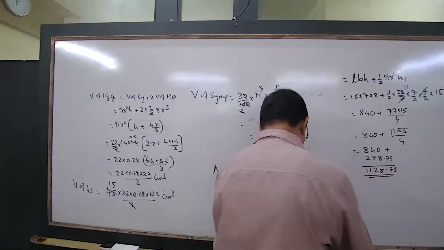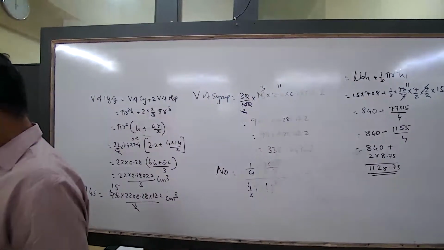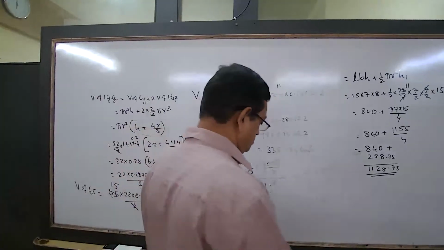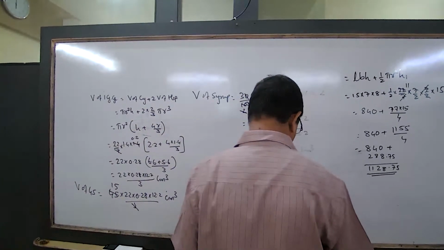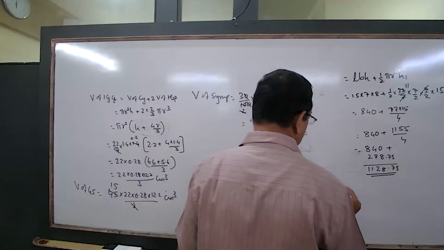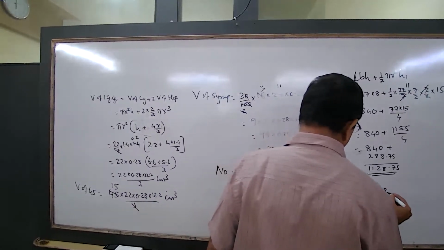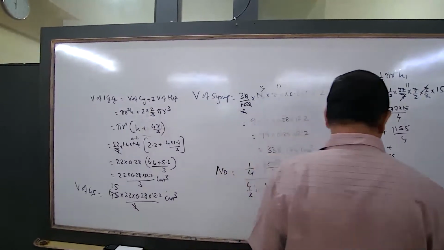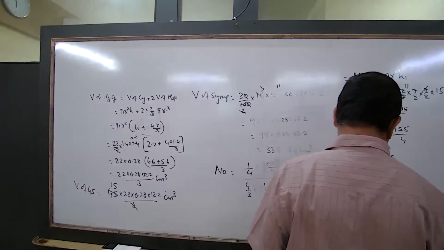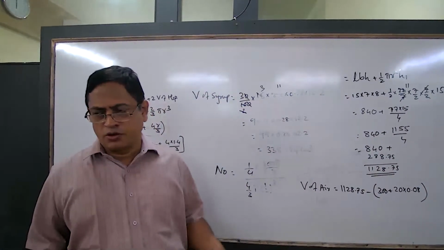Then, what is the second part you need? Machinery's volume and person's volume. You know? Machinery's volume is 300 and one person is how much? 0.08. How many persons are there? 20. Therefore, volume of air is equal to 1128.75 minus 300 plus how many persons are there? 20. 20 into 0.08. Yes or no? That is the volume there.